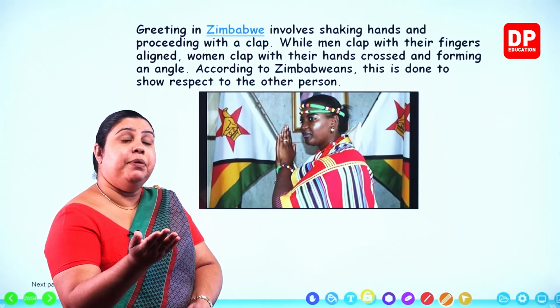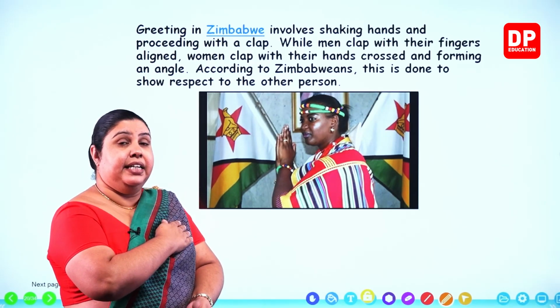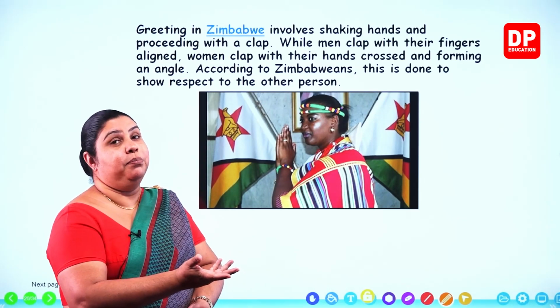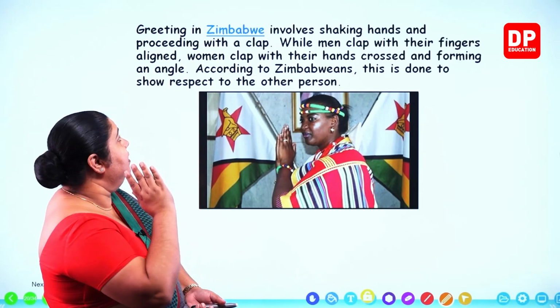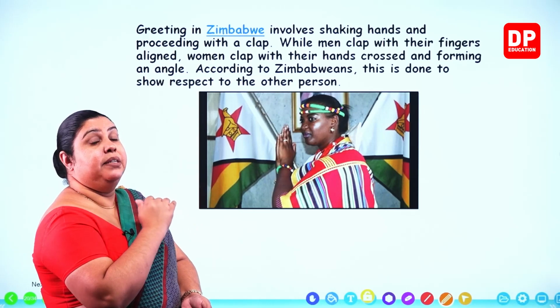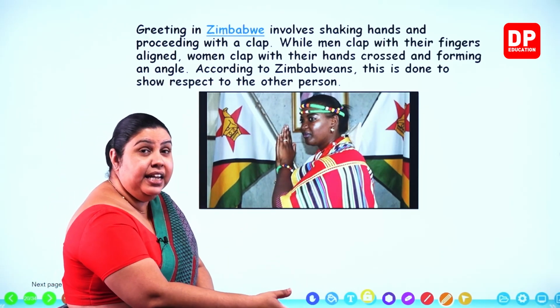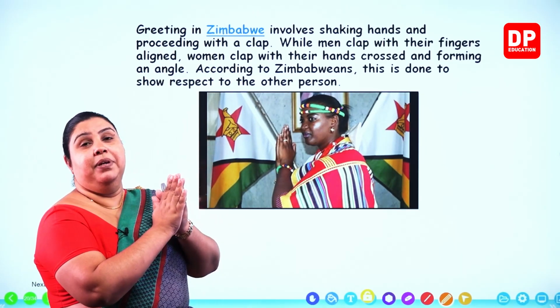Now the Malaysian people kept their hand like this and they said that the greeting is coming from their heart. Like that, the Zimbabwe people living in Zimbabwe, they shake hands and then after that they clap.